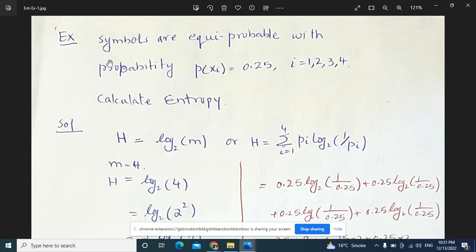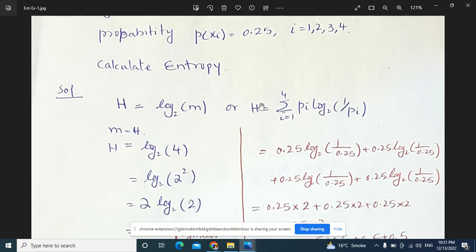But in this example, we are considering that we have four symbols and each symbol has an equiprobable probability. We need to calculate the entropy in that case. We already proved that if the symbols are equiprobable, then the entropy is equal to log 2 of m, where m is the number of symbols.